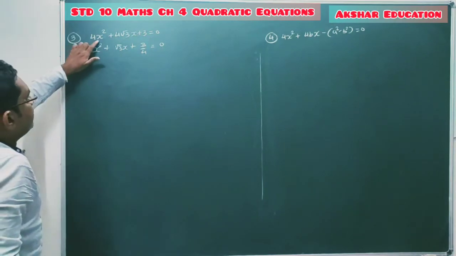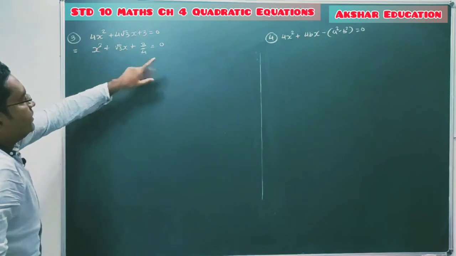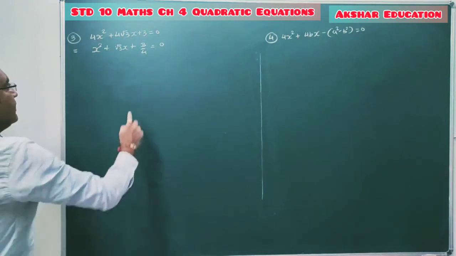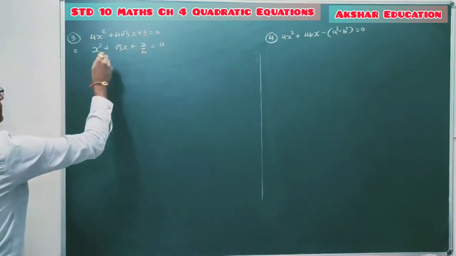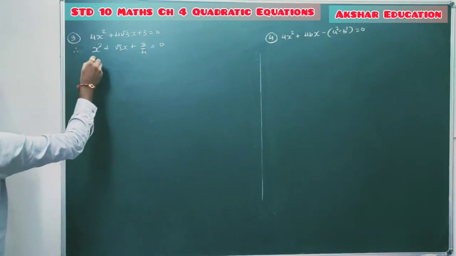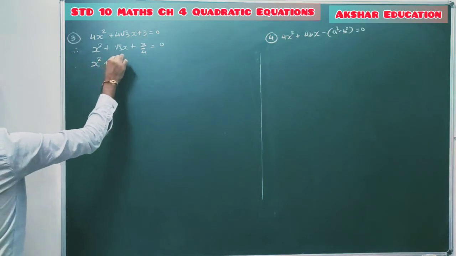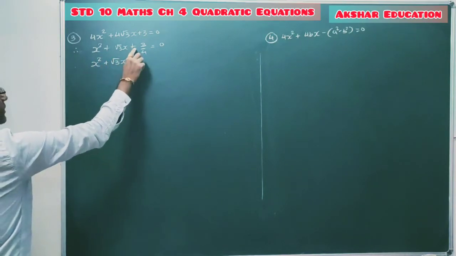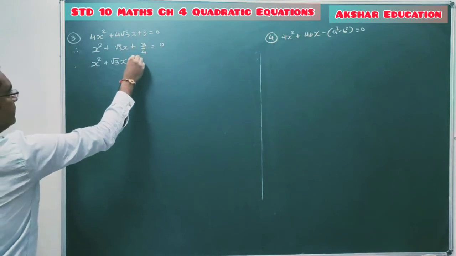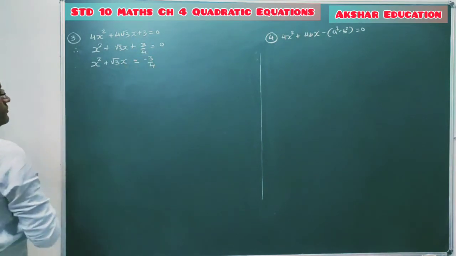First you have to remove the coefficient of this x square, so for that we divide this equation on both sides by 4. Now take the constant term to the right hand side. So the next step: x square plus root 3x, taking this plus 3 by 4 to the right hand side, it will be converted into minus 3 by 4.